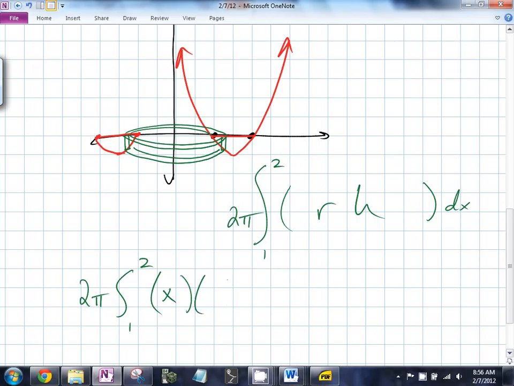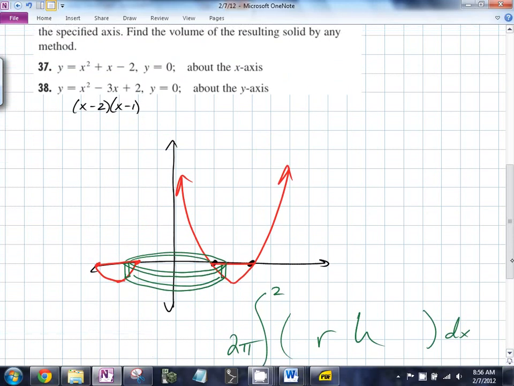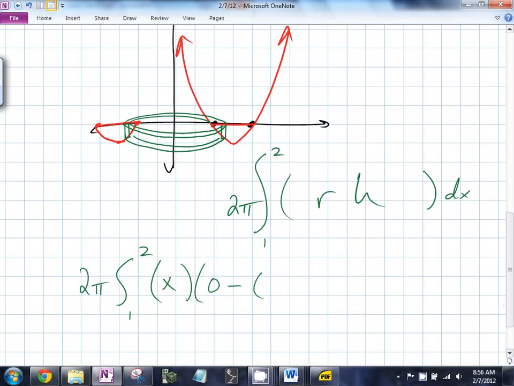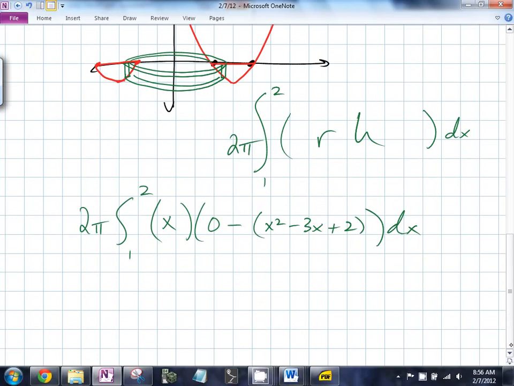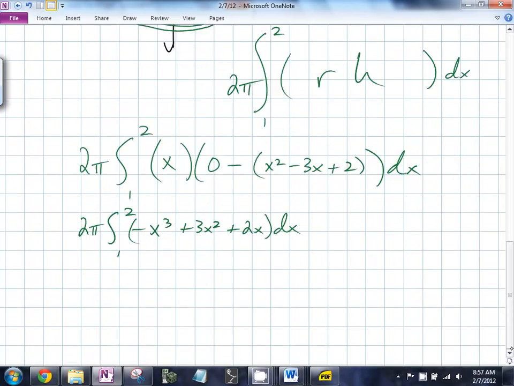It's going to be 0 minus y. Well, 0 minus what? X squared minus 3x, what? Plus 2? Yep, like that. Because it's below the x-axis, and it's dx. Awesome, good. So you have 2 pi from 1 to 2 of negative x cubed plus 3x squared minus 2x dx. Can you integrate this nicely?